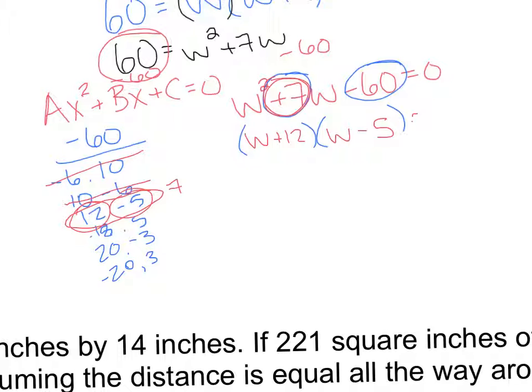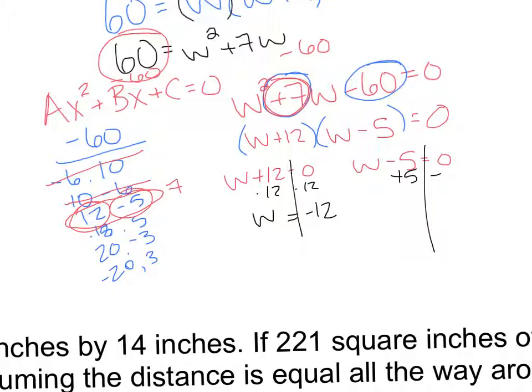So now that equals 0. So now to actually solve, I would do w plus 12 equals 0 or w minus 5 equals 0. Then I solve by subtracting 12 from both sides, so I get w equals negative 12. And this one I would solve by adding 5 to both sides, so w equals 5. So at this point, my answer would be that the width is either -12 or 5.